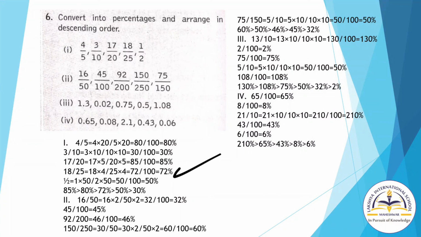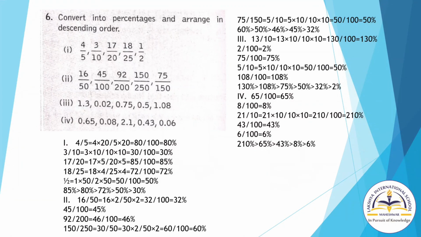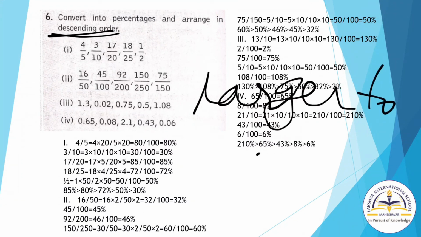Now next one is 1 by 2, 50%. Now the answers are 80, 30, 85, 72, 50%. So 85% is greater than 80%, and then 72, then 50, and then 30. So you have to write them in descending order. You know descending order means larger to smaller.